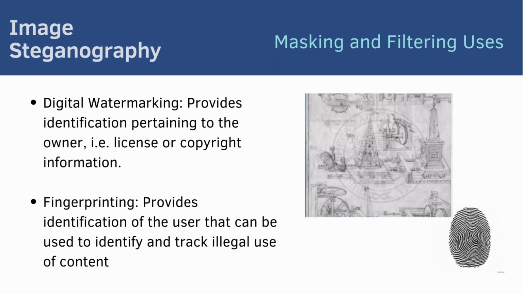Now, coming to the uses of masking and filtering, the first one is digital watermarking. Here, it provides identification pertaining to the owner, that is, license or copyright information, just as shown in the figure. And the second one is fingerprinting, which provides identification of the user that can be used to identify and track illegal use of content. So the other person cannot access the information without the fingerprint of the owner.